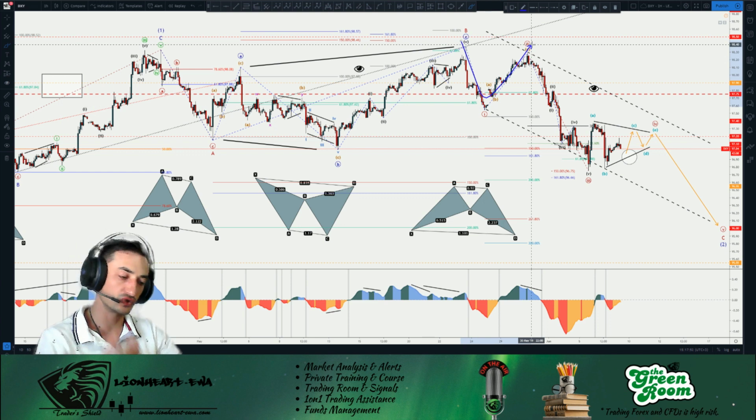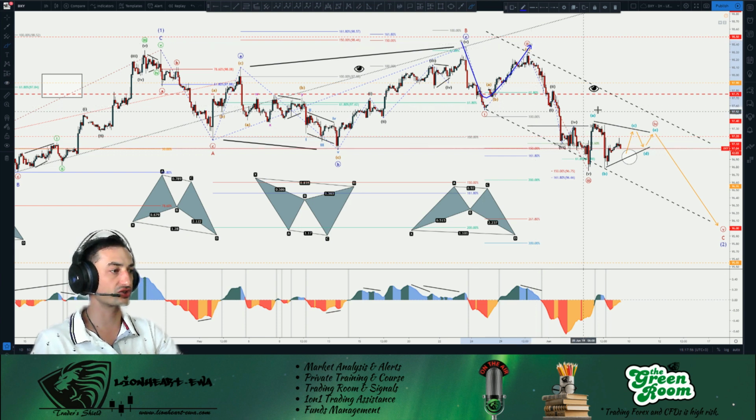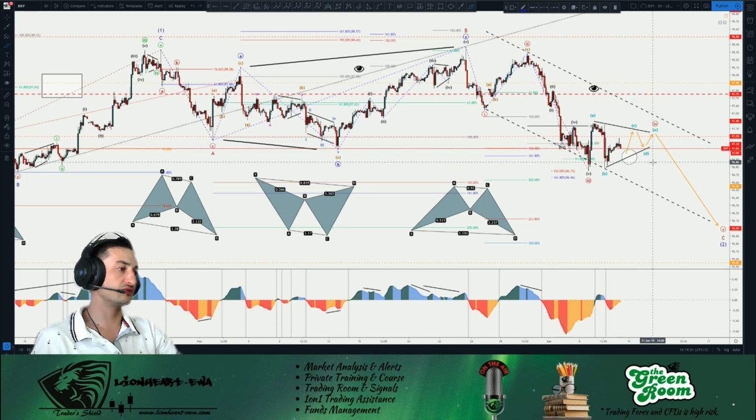So due to the law of alternation, we would expect a complex structure in wave 4. I am looking towards a possible triangle formation, but it could be a flat as well. So we're going to take a look.